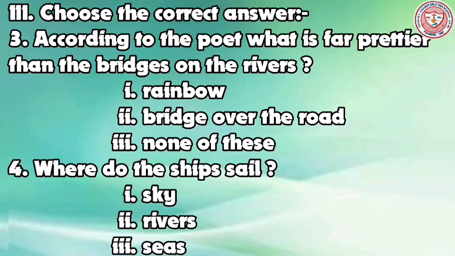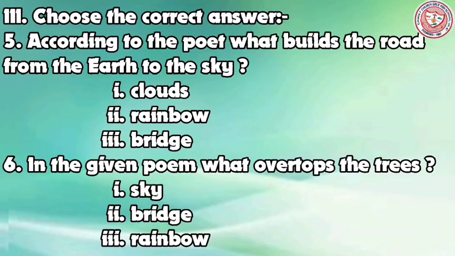Number 4. Where do the ships sail? Sky, rivers, seas. Number 5. According to the poet, what builds the road from the earth to the sky? Clouds, rainbow, bridge.